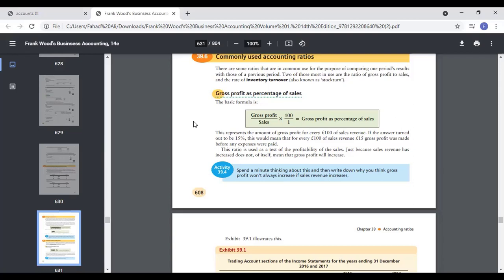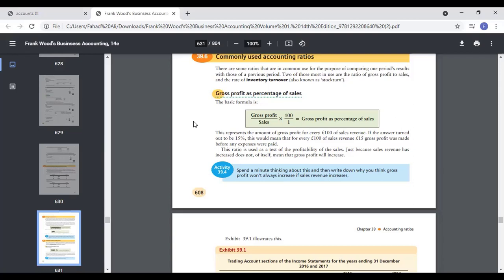Lower. 10-15% is quite low, right? Yes, it's lower, but it should be higher. Why? Because that is the profit. If we are better at converting our sales into gross profit, it is good for the business.